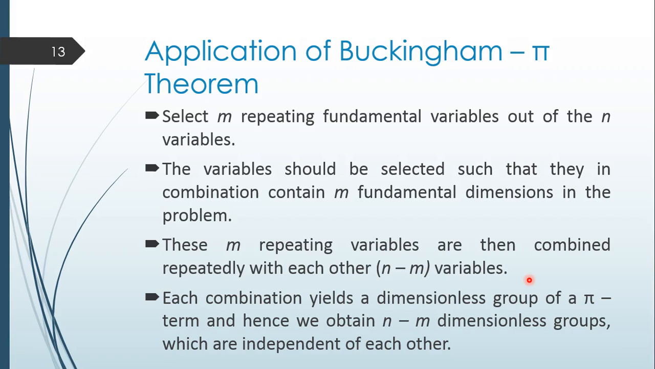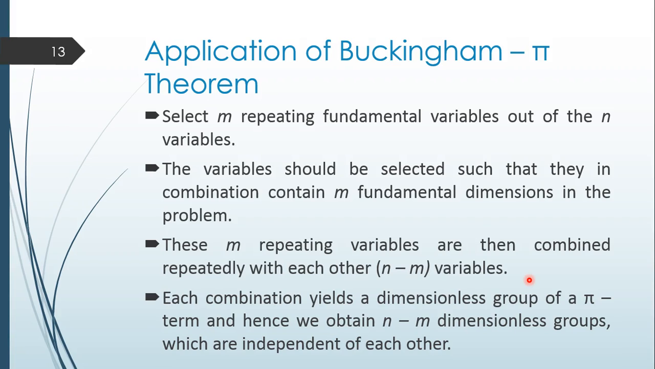But then there is certain criteria for selecting these variables. The variables should be selected such that in combination they contain the m fundamental dimensions in the problem. Now the fundamental dimensions are mass, length, time, and temperature. However, temperature very rarely comes into play. So in any equation, if the dimensions mass, length, and time, the three of them, are occurring, then m will be equal to 3. Keep it as a note that m is equal to the number of fundamental dimensions that are occurring in the equation. Now there may be equations like the equation of kinematic motion, v is equal to u plus at.